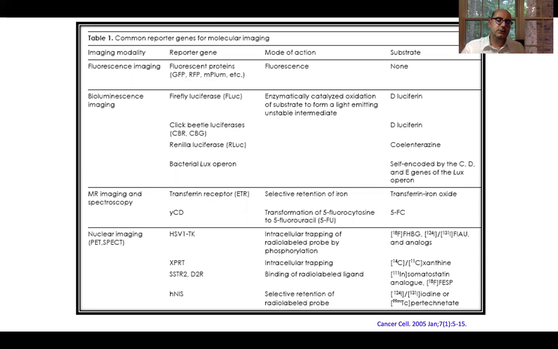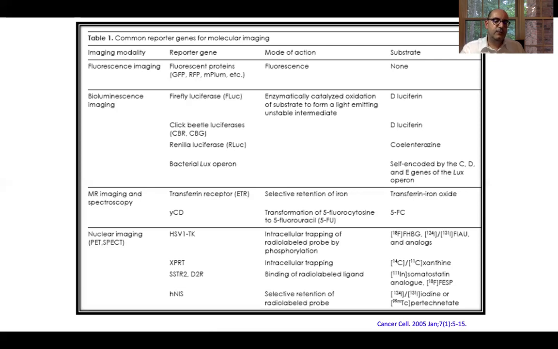Those genes differ from the fluorescent genes or the fluorescent proteins in that they do not require absorption or excitation of the imaging probe with light. Essentially, those are enzymes that catalyze an enzymatic reaction that results in emission of photons. This could be detected with very sensitive cameras.